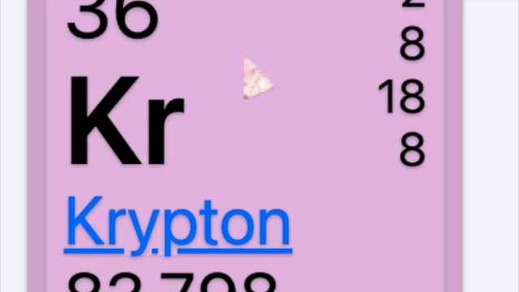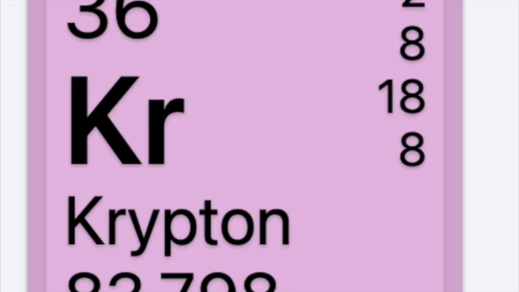Now we have Kr, krypton, as an example. So to find the number of protons, we said that they're the same as the atomic number, which we know is located at the top. So we have 36 as the atomic number, so the number of protons is going to be 36 for krypton.